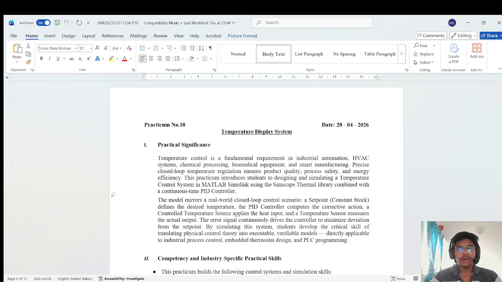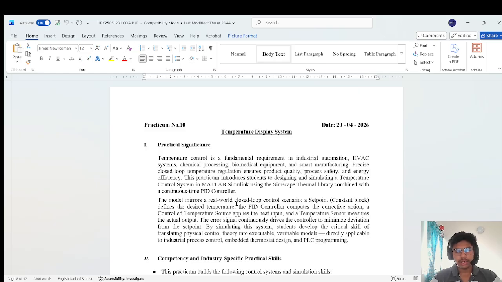So in this practicum, we're going to introduce students to designing and simulating a temperature control system in MATLAB Simulink using the Simscape thermal library combined with a continuous-time PID controller. The model mirrors a real-world closed-loop control scenario where a set point constant block defines a desired temperature.